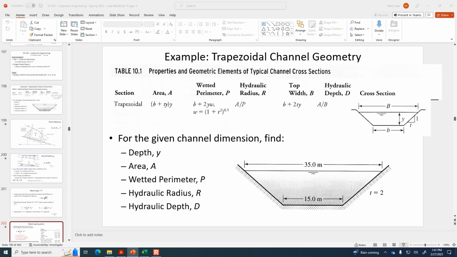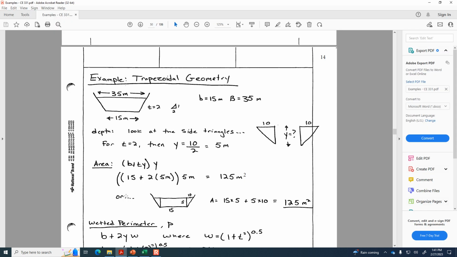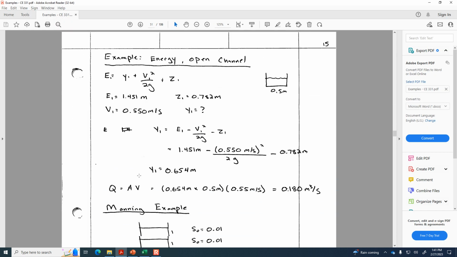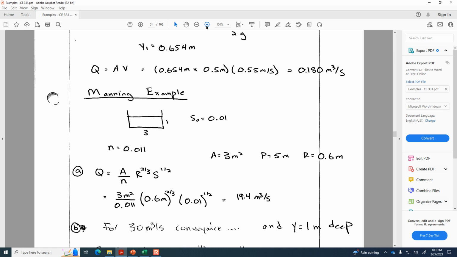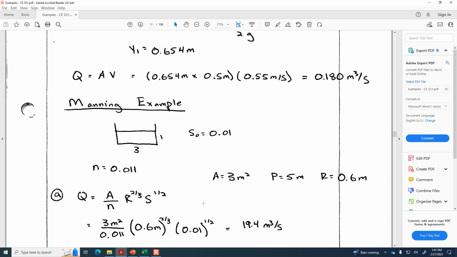And if we just substitute that into Manning's equation, the slope is 1%, and we need to have the slope expressed as a decimal for Manning's equation. If it's 3 meters wide and 1 meter deep, then that gives us a cross-sectional area of 3 square meters and a wetted perimeter of 5. So the hydraulic radius will be the area divided by the wetted perimeter, and it's 0.6.